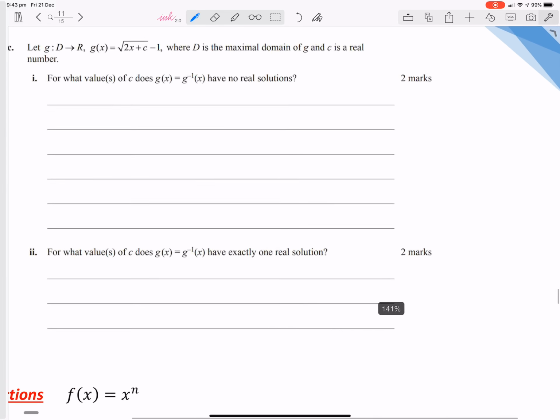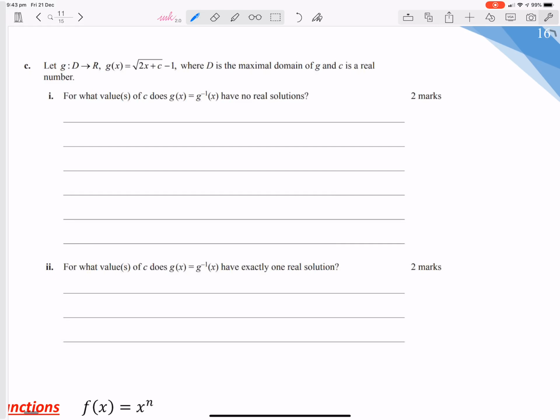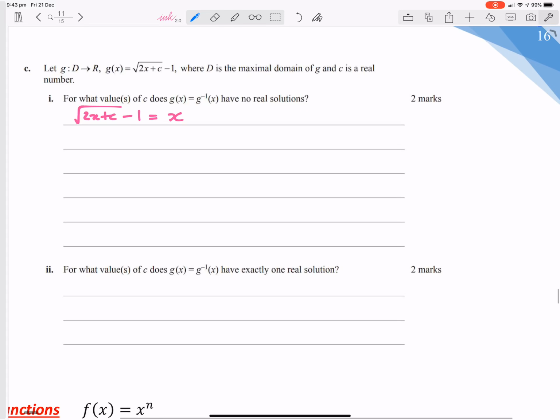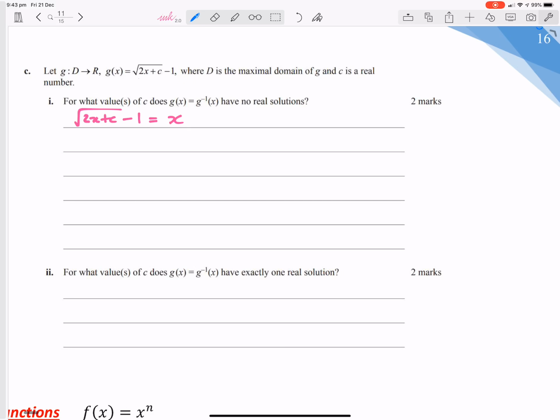Okay, so here's where it gets even more complex. For what values of c does g of x equal g inverse of x have no real solution? So let's let them be equal first. So root 2x plus c minus 1, and we just let it equal x. Our maximal domain: 2x plus c has to be greater than or equal to 0. So x has to be greater than or equal to negative c on 2. y has to be greater than or equal to -1.